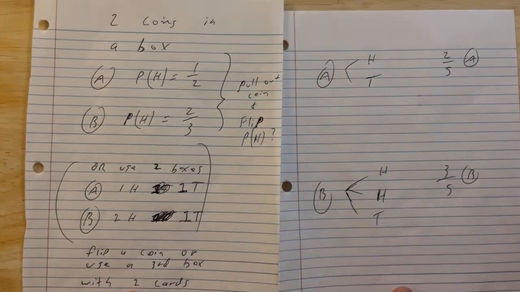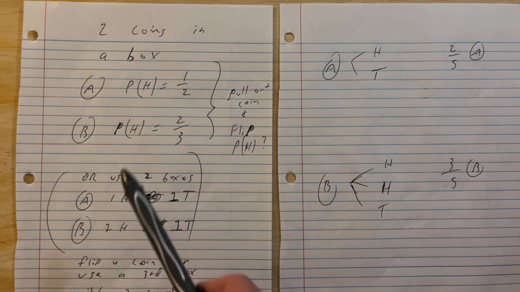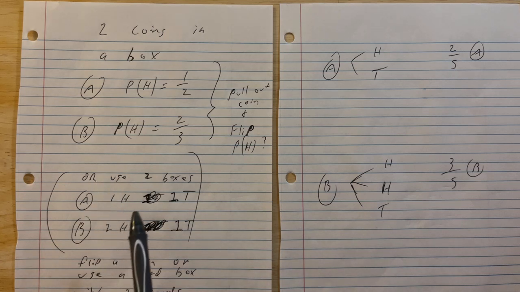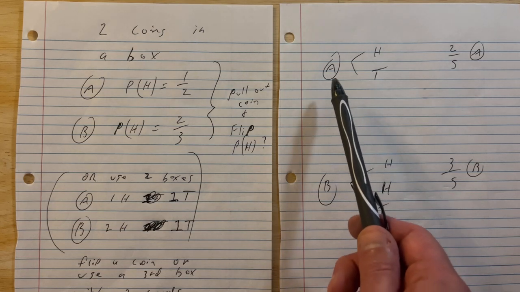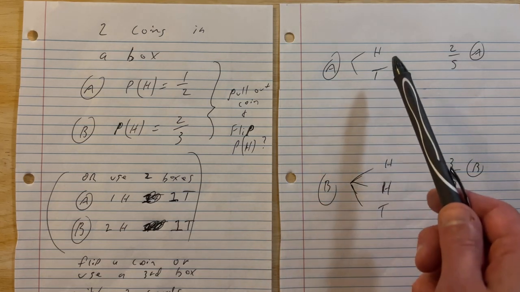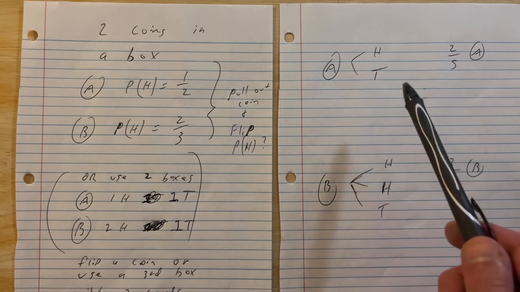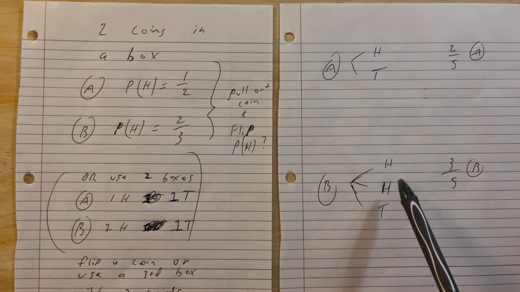So here's what a tree diagram would look like, and this is the wrong tree diagram. You're going to reach in. Actually, instead of using box A and B, I'll keep it simple with coins. We'll just pretend we have an unfair coin with 2/3 head. Okay, so we reach into our box. We pull out either coin A or coin B. With coin A, we have a 1/2 probability of head, 1/2 probability of tail. With coin B, we're going to have 2/3 probability of head, 1/3 probability of tail.